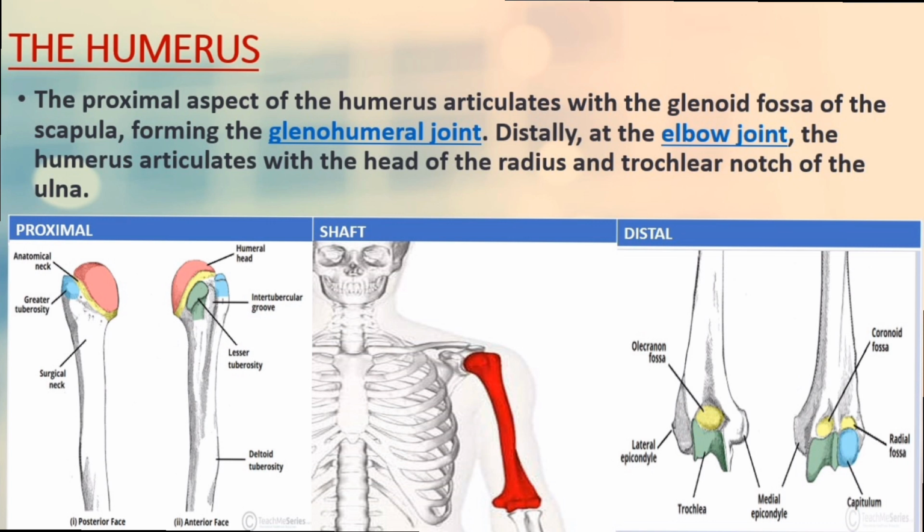The lesser tuberosity is much smaller, and more medially located on the bone. It only has an anterior surface. It provides attachment for the last rotator cuff muscle, the subscapularis.